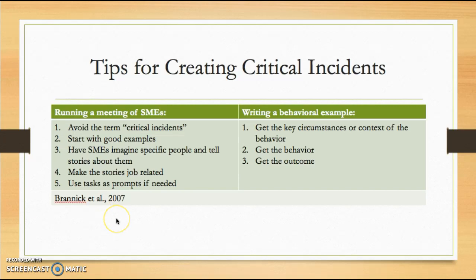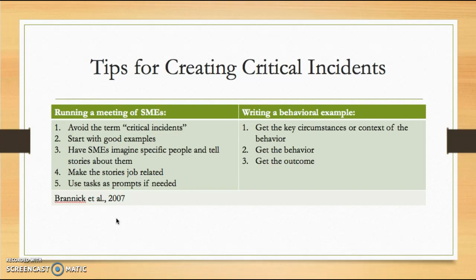And then when you go to write the behavioral example, it's important to get the key circumstances or context of the behavior. Again, what was going on when the behavior took place. Then get the behavior itself, so be specific in this step. Focus on one behavior per incident. And then focus on the behavior and not the qualities of the person.